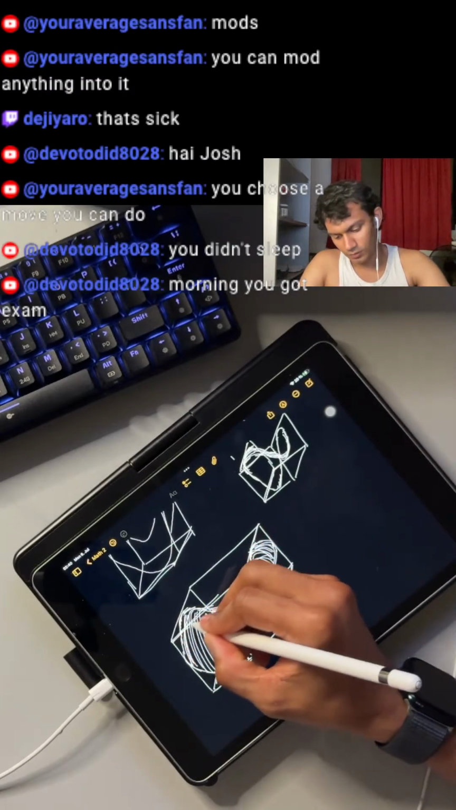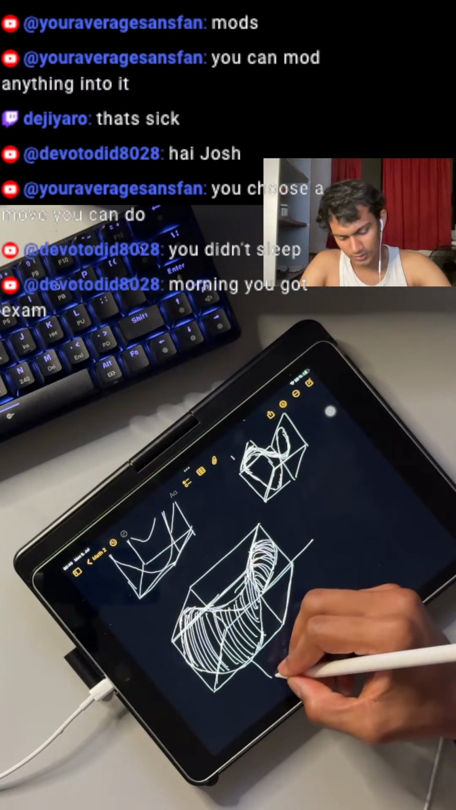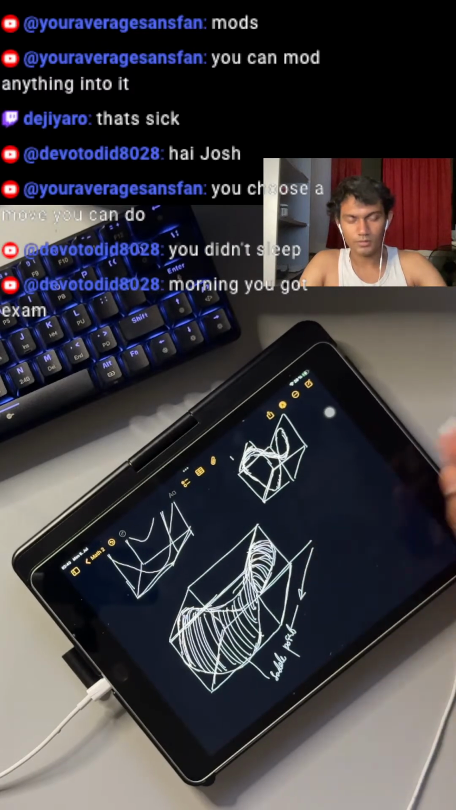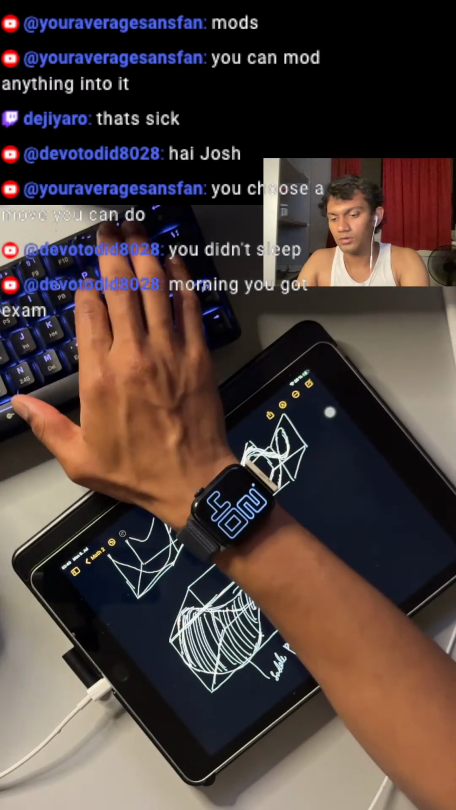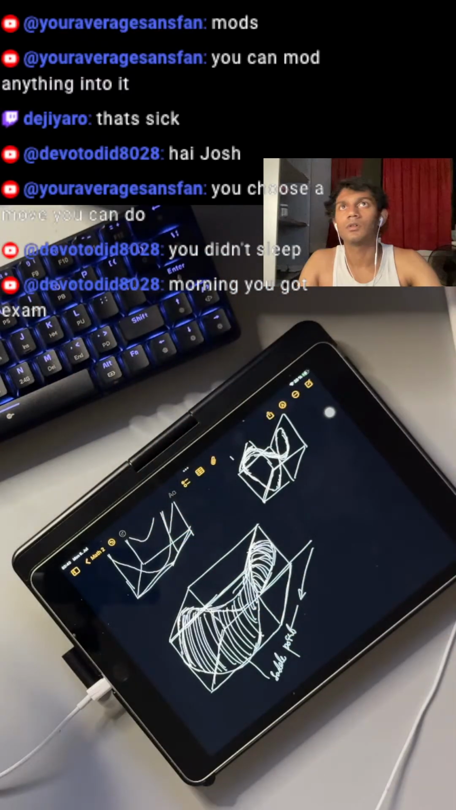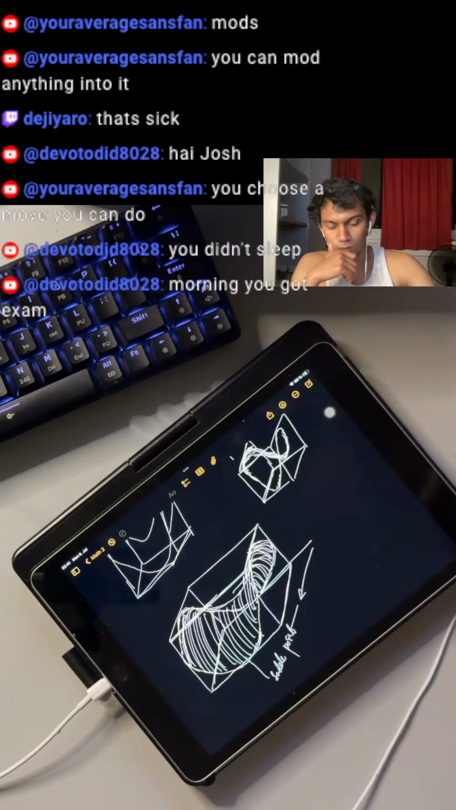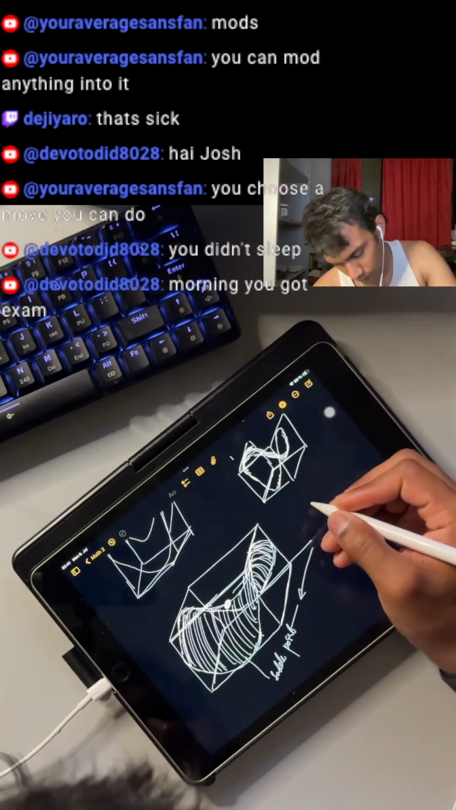This would be the saddle point, right? Right? Saddle point. That's the saddle point. Oh, I got it wrong. It should be here.